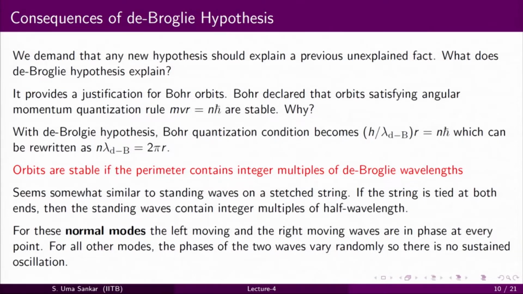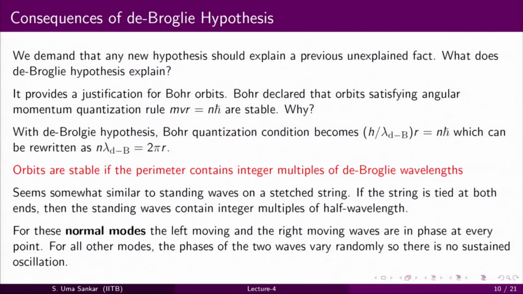Bohr, in making the proposal for his atom, said that the stable orbits are those for which the angular momentum is an integer times h cross. So, why should they be the stable orbits and why not other possible orbits with other angular momenta? Well, using the concept of de Broglie wavelength, you can provide a justification for it.